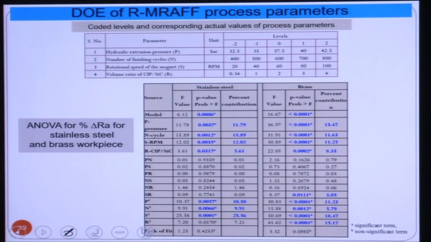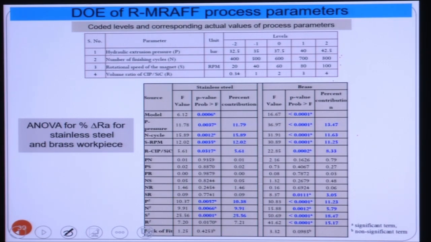So this is the ANOVA we have done with 4 parameters: hydraulic extrusion pressure, finishing cycles, rotational speed of the magnet, and volume ratio of CIP and silicon carbide abrasive particles. We have considered 0.34 to 4. Hydraulic pressure we have considered 32.5 bar to 42.5 bar. Finishing cycles 400 to 800, and rotational speed of the magnet 20 to 100.